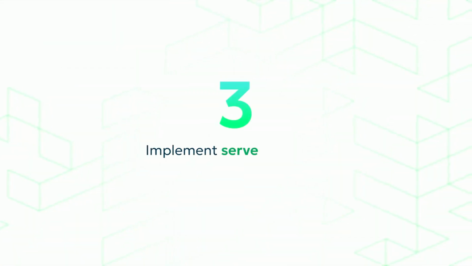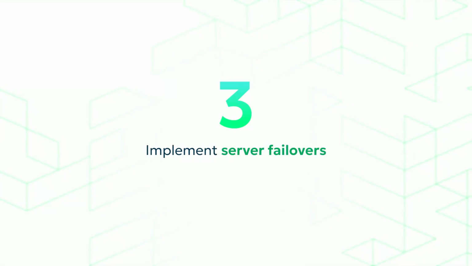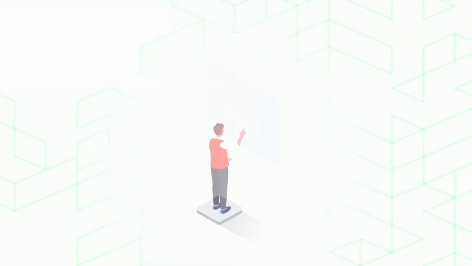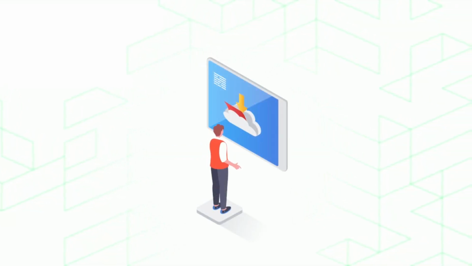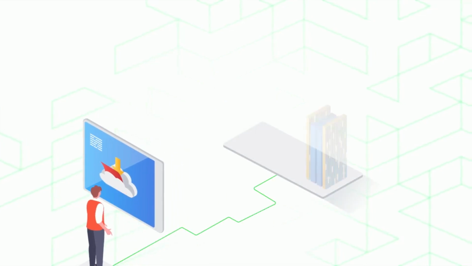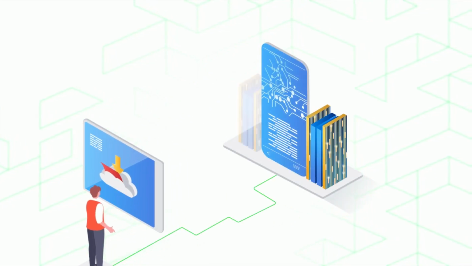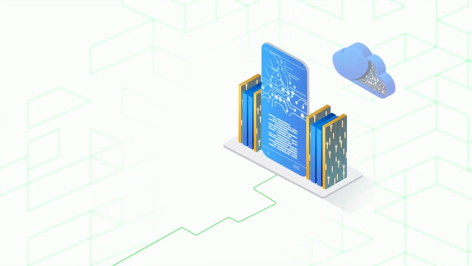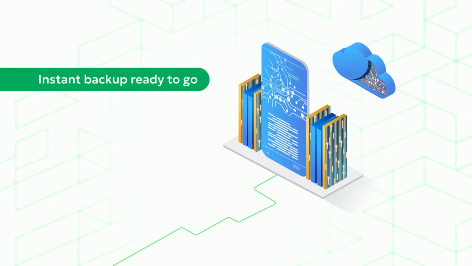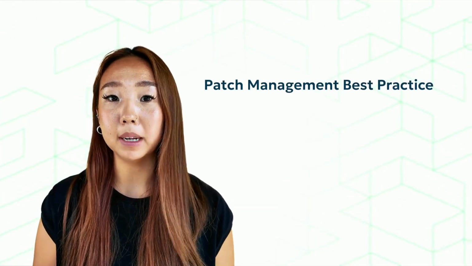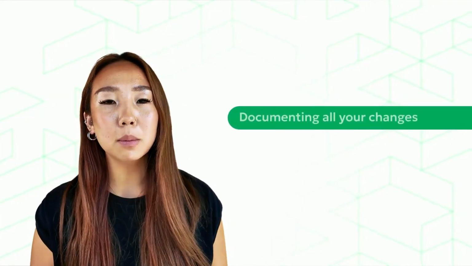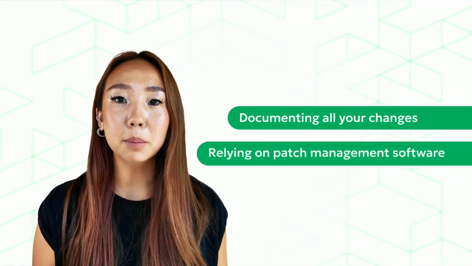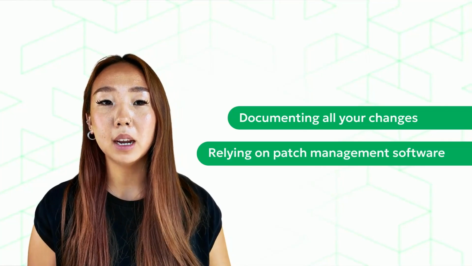Lastly, you should implement server failovers. A server failover is a backup of your server. If the original server goes down or offline due to a patch, cyber attack, or any other factors, you can avoid costly downtime by having an instant backup ready to go. Remember to follow general patch management best practices, such as documenting all your changes and relying on patch management software to automate and streamline server patching.